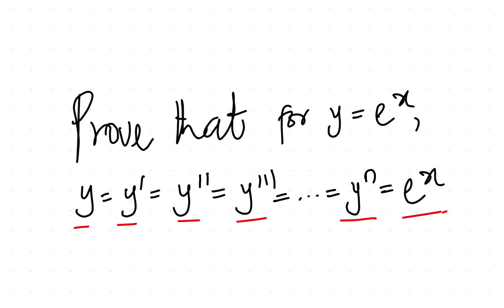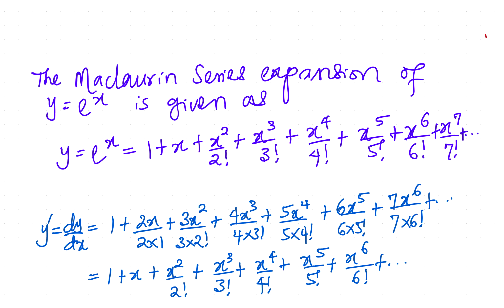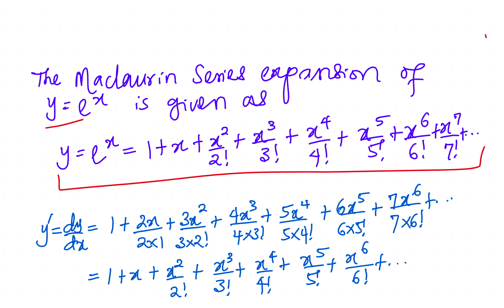Okay, so the idea we will have to apply here is the idea of Maclaurin series. So the Maclaurin series expansion of y equals e raised to power x is given as this. So y equals e raised to power x is the same thing as 1 plus x plus x squared over 2 factorial plus x cubed over 3 factorial plus x raised to power 4 over 4 factorial plus x raised to power 5 over 5 factorial plus x raised to power 6 over 6 factorial plus x raised to power 7 over 7 factorial and so on and so forth, right?